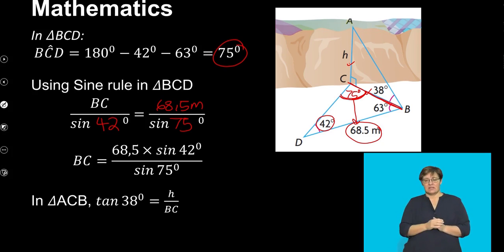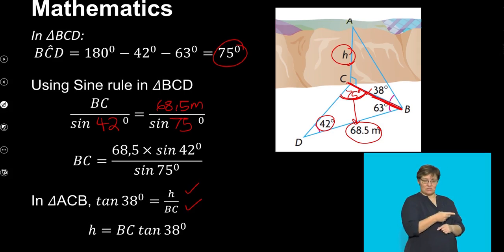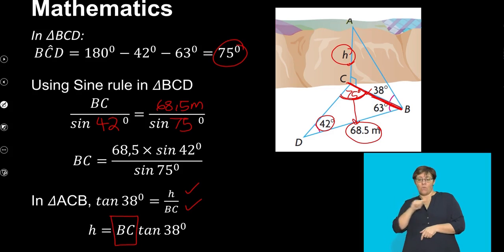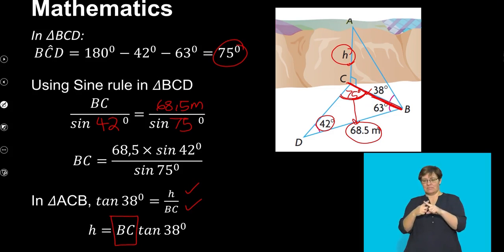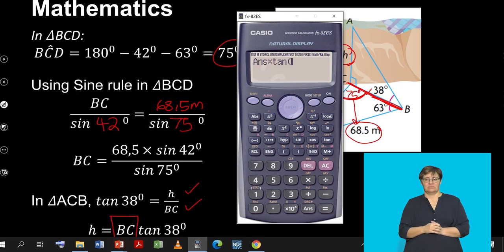Then we said we're going to use tan of 38 to find h. Remember, tan of 38 is equal to h over BC. We're going to rearrange this so we can make h the subject of the formula. So h will equal BC times tan of 38. And this is the value we have in our calculator at the moment. So there's our value for BC, and now we've got to multiply it by tan of 38 degrees to get our value for h.